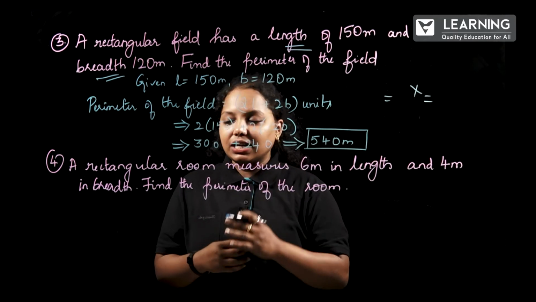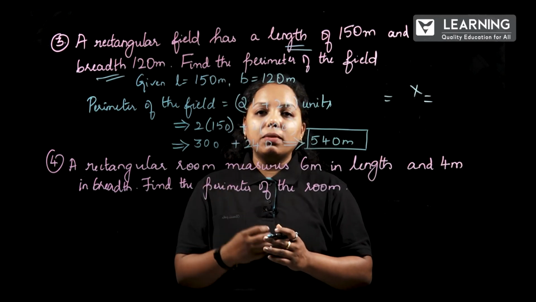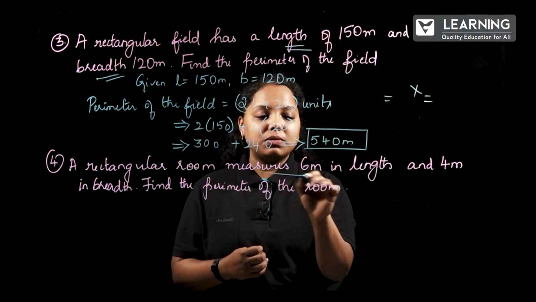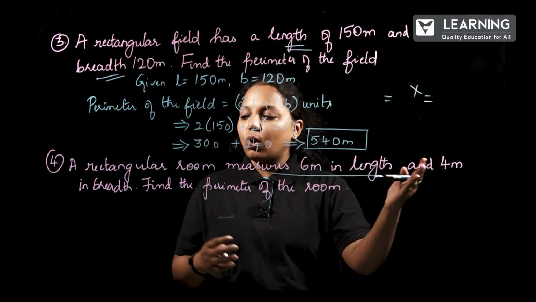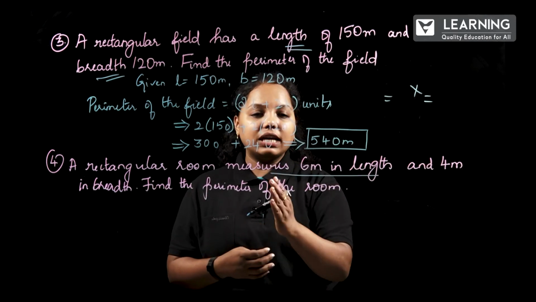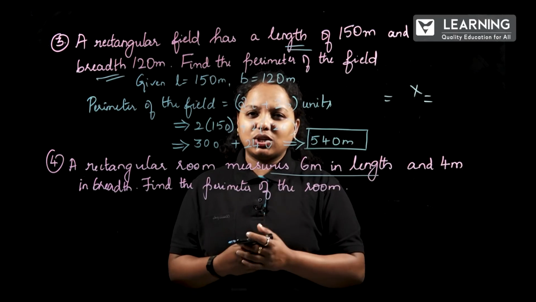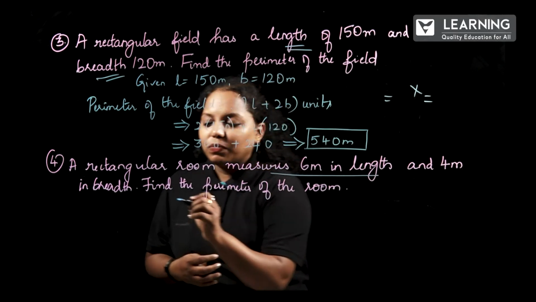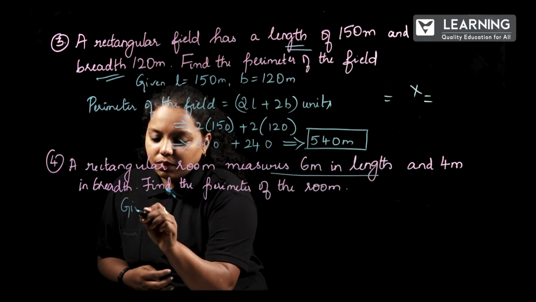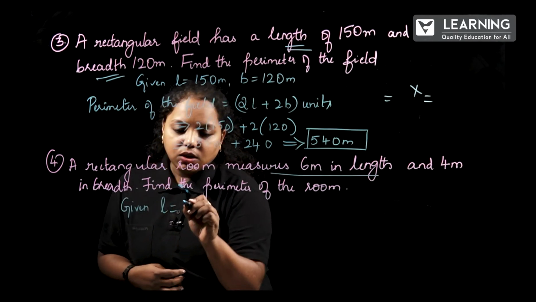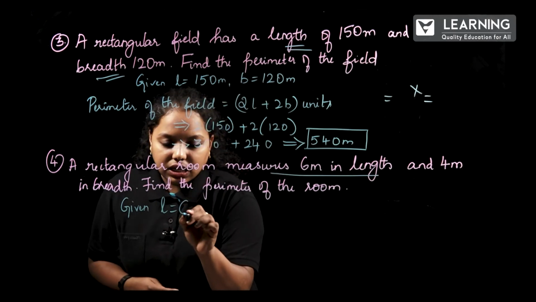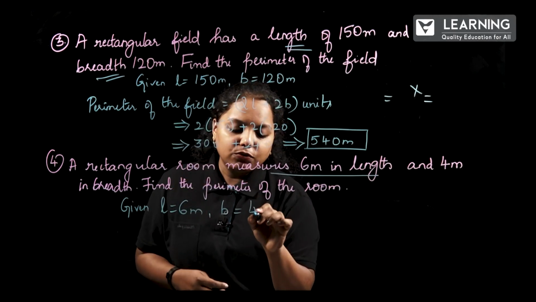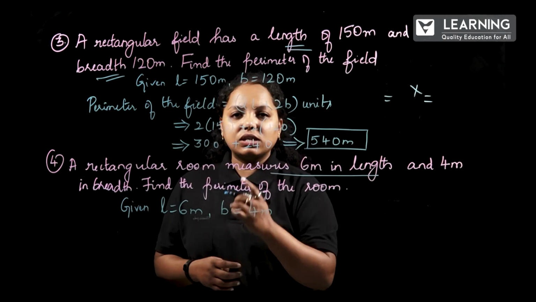The next question: the rectangular room measures 6 meters in length and 4 meters in breadth. Find the perimeter of the room. This question we already did, but there is just a slight change. Now, what has been given? Length. What is length over there? It is 6 meters. What is breadth over there? It is 4 meters.